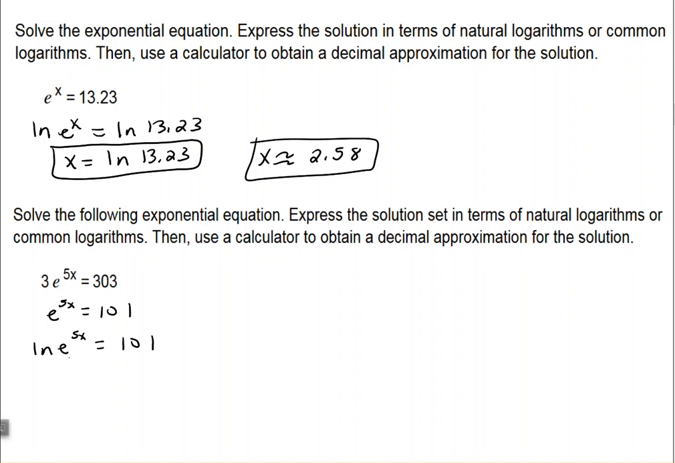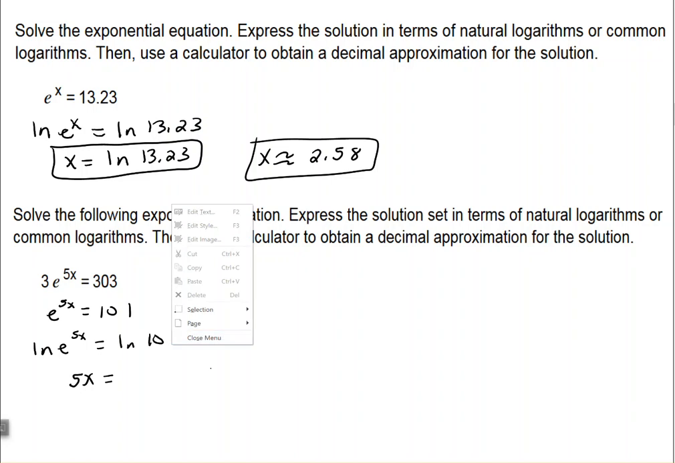Now the natural log and e are inverses of each other, so that just leaves us with 5 times x on the left-hand side of the equation. Let's make sure we take the natural log of that 101 as well. So now I have 5 times x equals the natural log of 101. Divide both sides by 5.